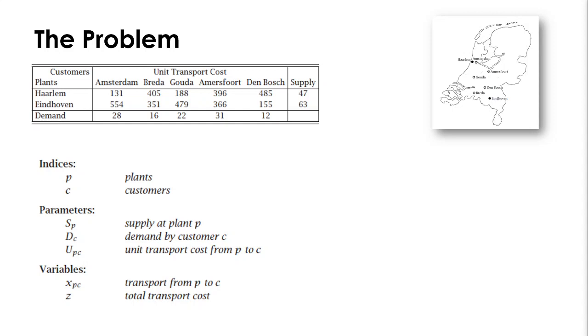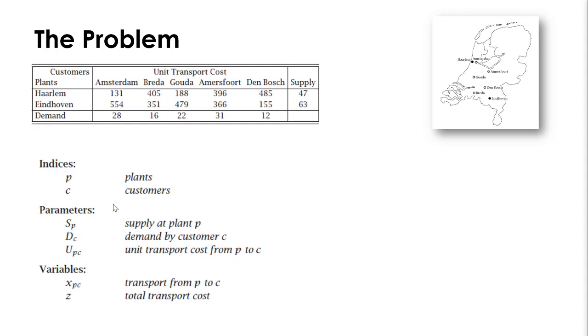So let's get to building the model, or to formulate it. First, we need to define our sets, our indices, which are the elements over which we will build the rest of our model. So we have plants and customers. And over those indices, we can build our parameters and the variables.